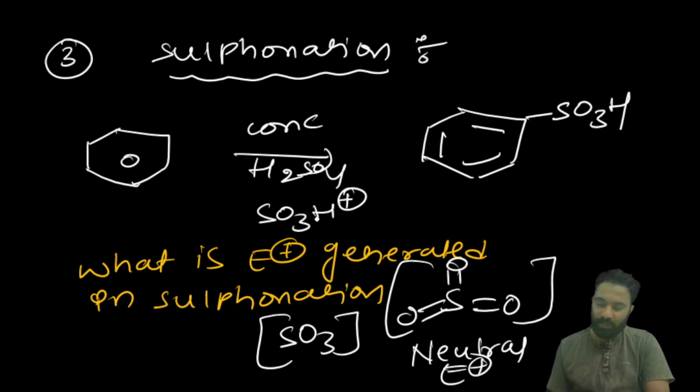Because this SO3H plus is weak, it is not having that much strength to add. Actually the mechanism involved in this reaction, if we go with the mechanism, then you will understand very clearly. Now how the formation of the electrophile will happen.